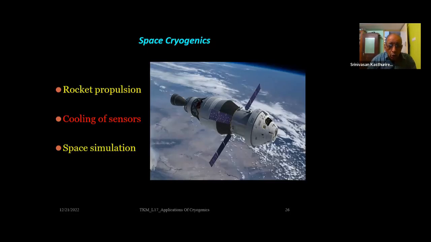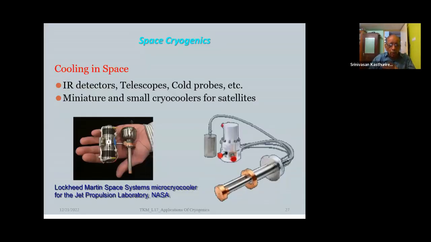So far, we have seen rocket propulsion. Next, we will see the cooling of sensors. That is another important area in space cryogenics itself. You need to cool sensors, and we'll have a look at how it is done. One reason we need to cool in space is that you have many telescopes, detectors, cold probes, etc. As you lower the temperature, the noise reduction is significant.